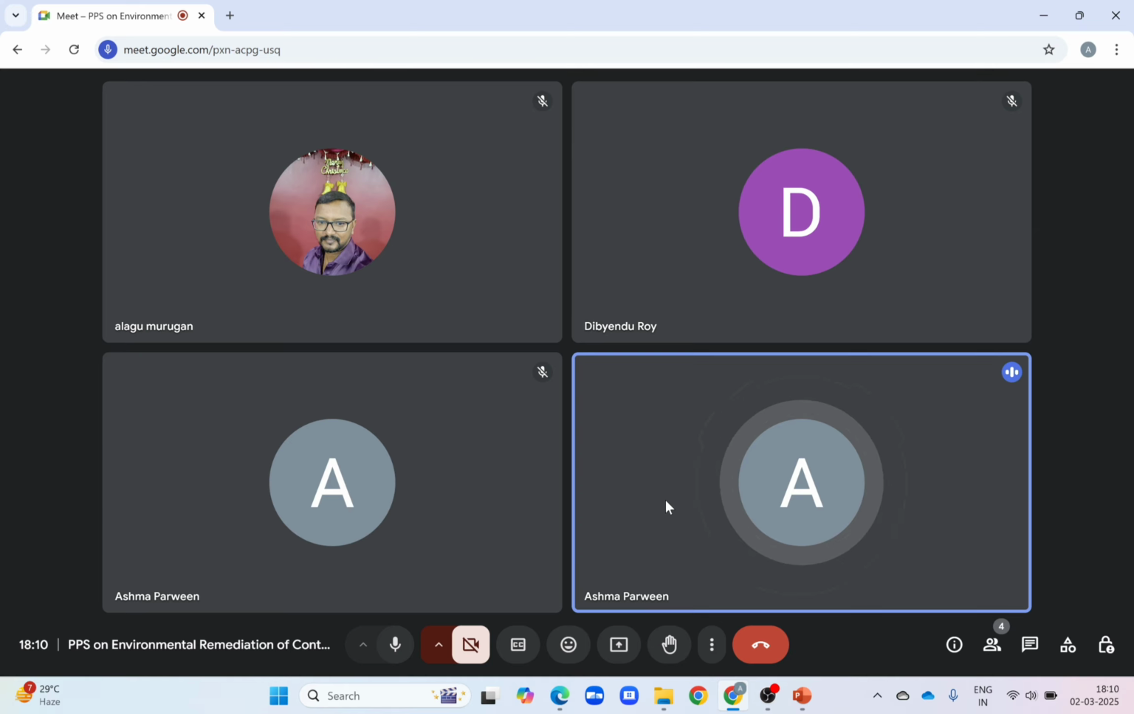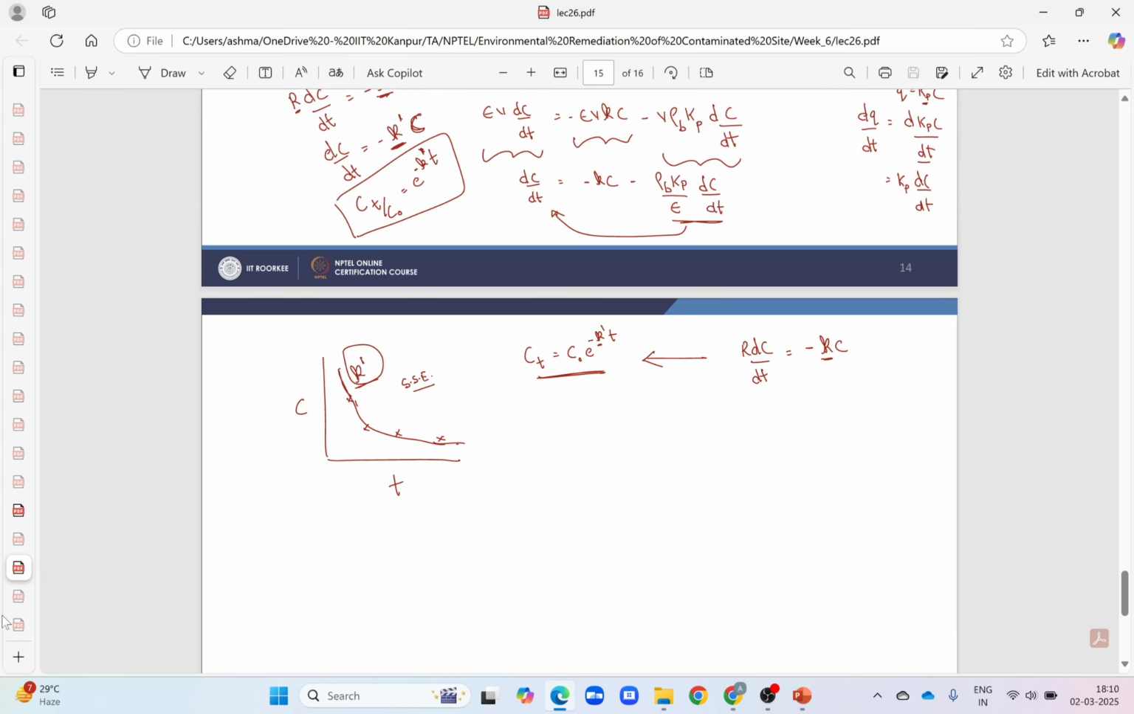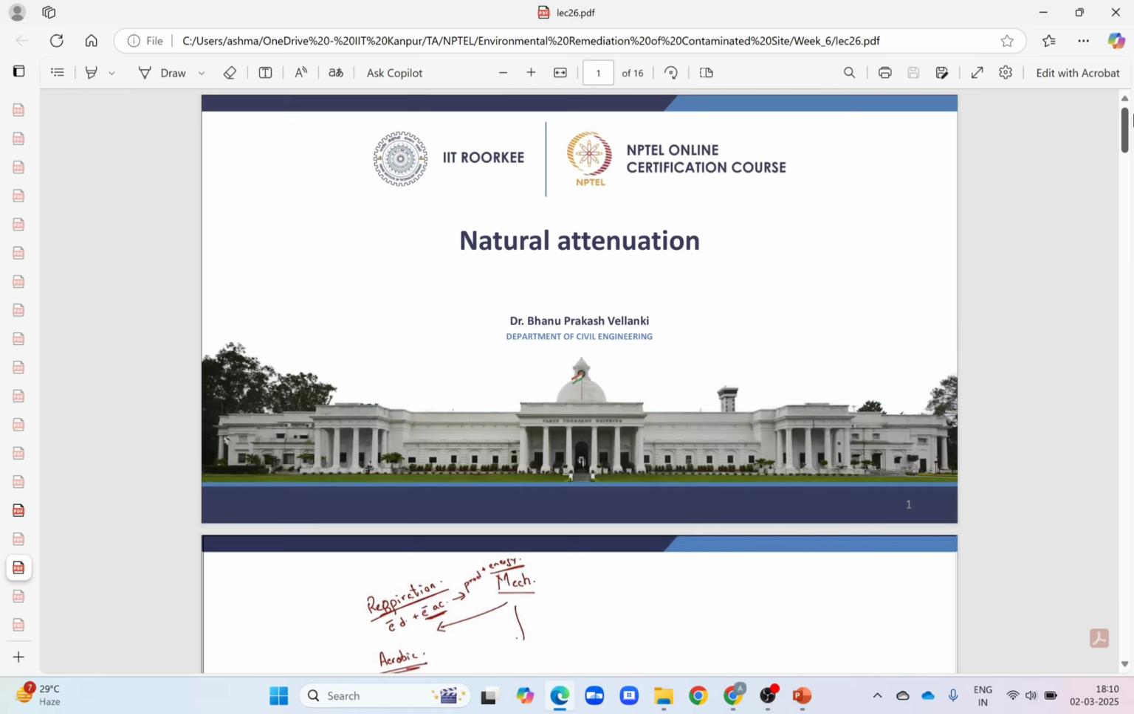So based on these concepts, in the third and fourth lecture there was a numerical which was solved based on these derived equations, and the last lecture was based on a case study where natural attenuation was used. So let's go briefly through the lectures and then we will directly go to the questions. So let's go to lecture 26. So this was the first lecture.